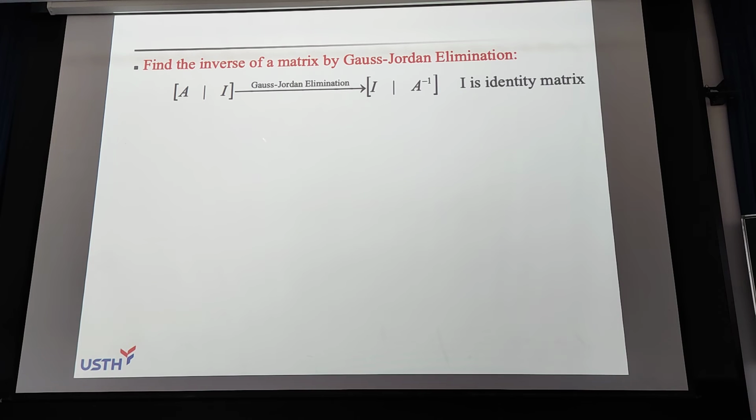Then we apply the Gauss-Jordan elimination to transform the matrix A into the identity. Then, with the same elimination, the same operation, the matrix I will become something, and something here is exactly the inverse of A.